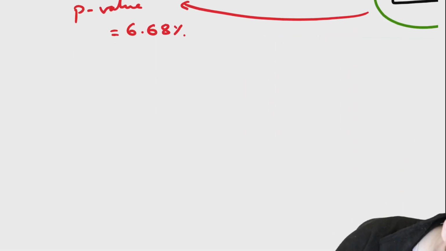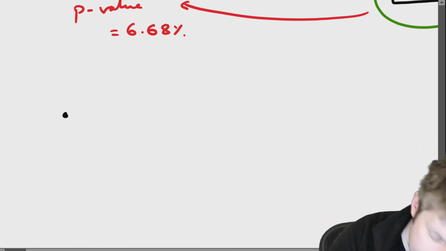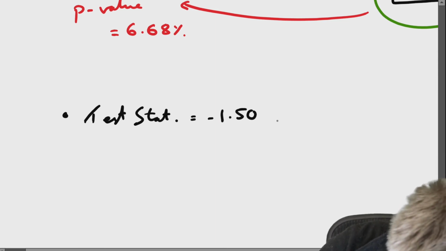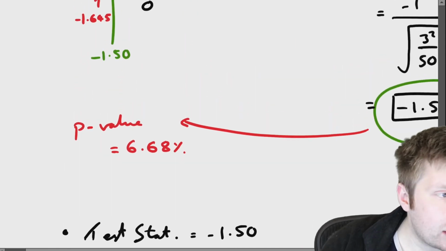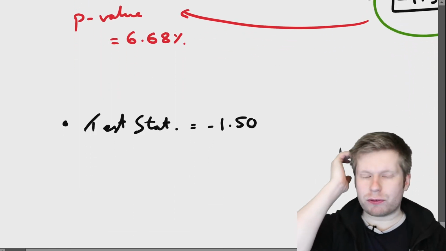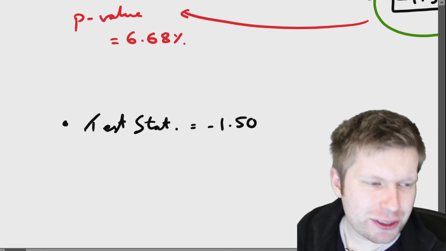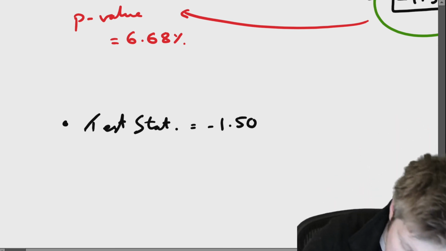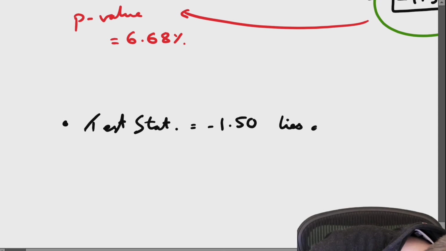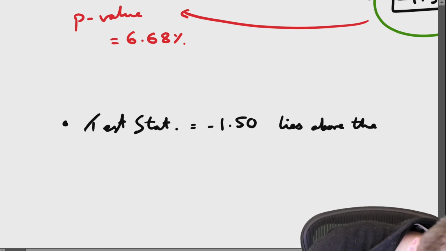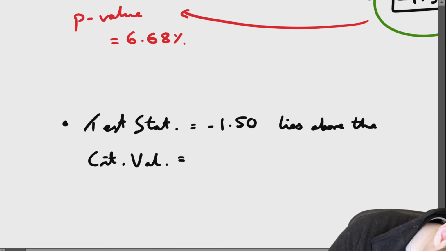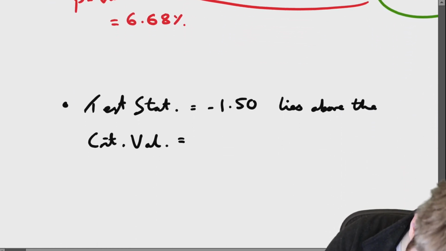So let's write down my conclusion then. It's very simple. Number one, I write down my test statistic, which was negative 1.50. My critical value was negative 1.645. So in other words, anything below negative 1.645 units of standard deviation from the hypothesized difference in the means, I would reject. Anything above that is acceptable. So negative 1.5 lies above the critical value, which was negative 1.645.